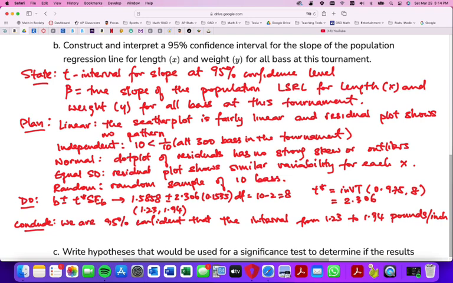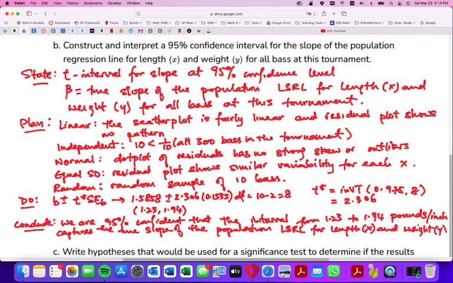Now, why pounds per inches? Slope is change in y over change in x. Here the y is weight, which is pounds, and change in x is length, which is inches, so pounds over inches. So captures, that's an important word, captures the true slope of the population LSRL. Now this is all very standard. What's the context here? For the length, which is the x variable, and the weight, which is the y variable, for all bass at this tournament.